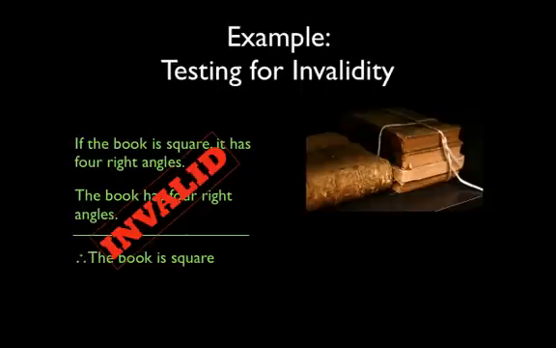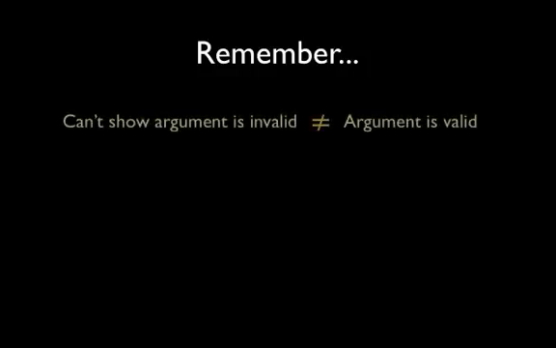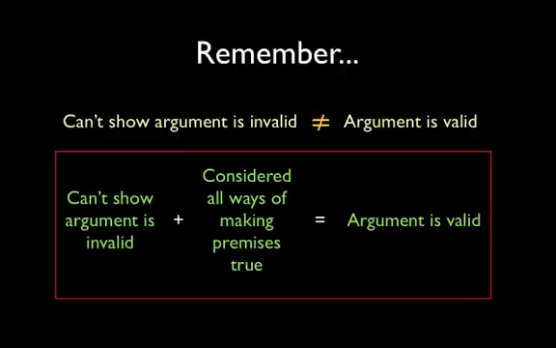However, remember, our failure to find a scenario that shows that an argument is invalid is not the same as showing that the argument is valid unless we have considered all logically possible ways of making the premises true. After all, there may be a scenario that shows that the argument is invalid, but we simply did not find it.